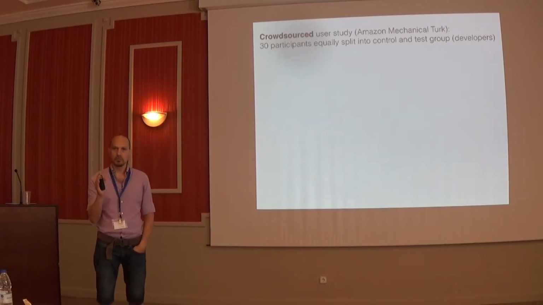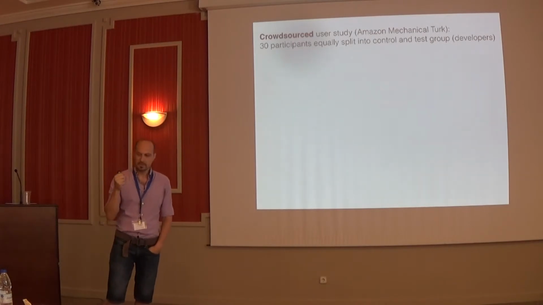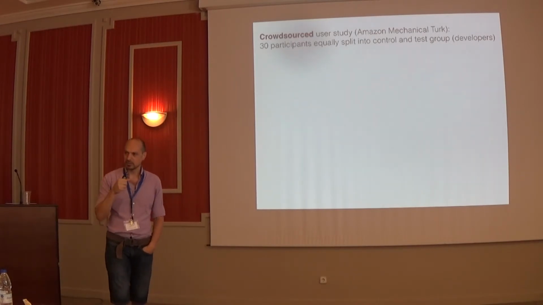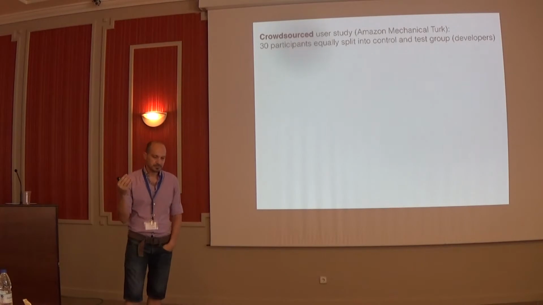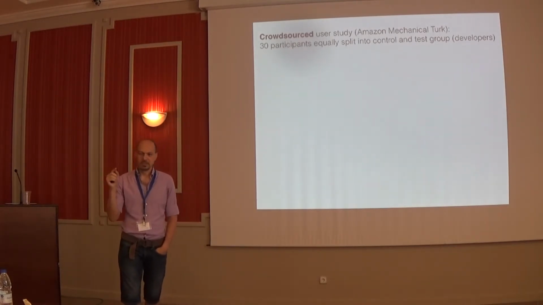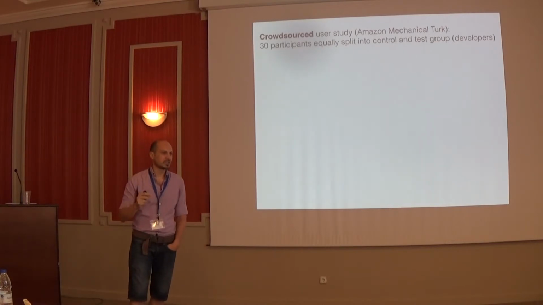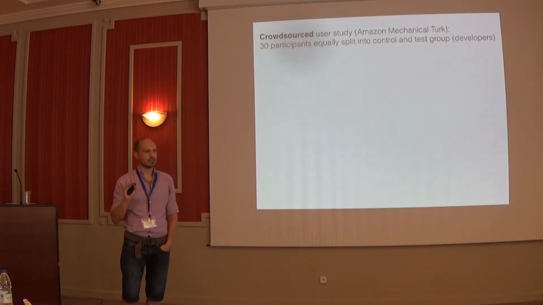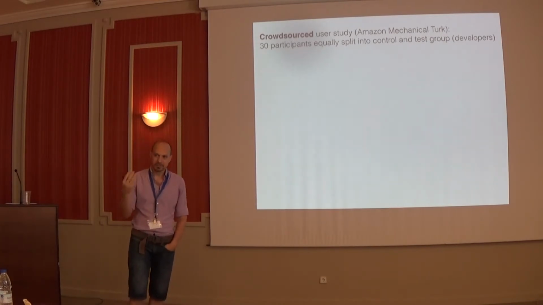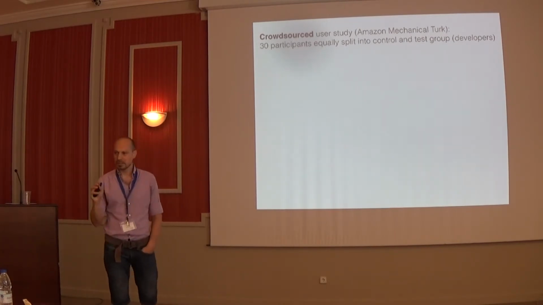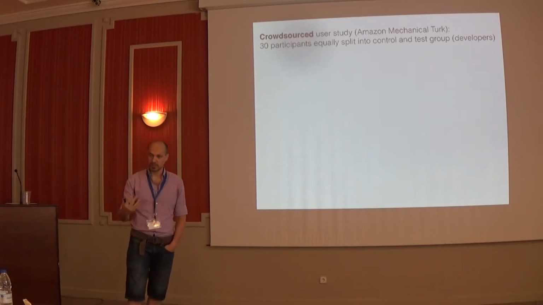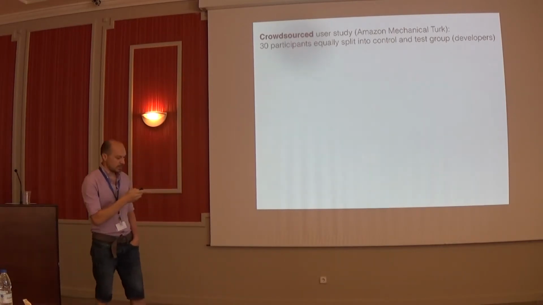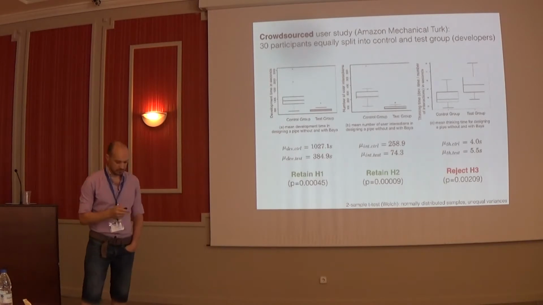The control group, all the groups, had to download our plugin to install it on their browser and to use Yahoo Pipes. The control group had just the start button and the stop button. So we just logged the user interactions. They didn't get any recommendations. The test group, in addition to the start and stop button and the logging, had the real recommendations and could use them. And so let's see what we found.